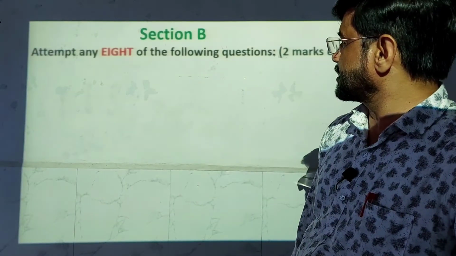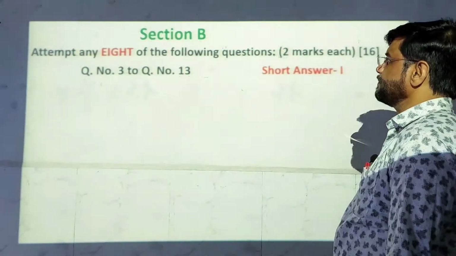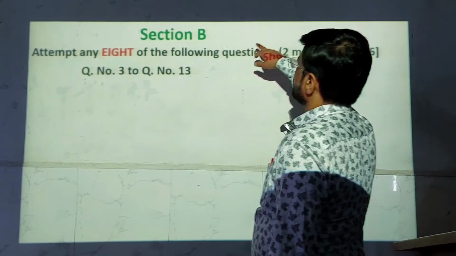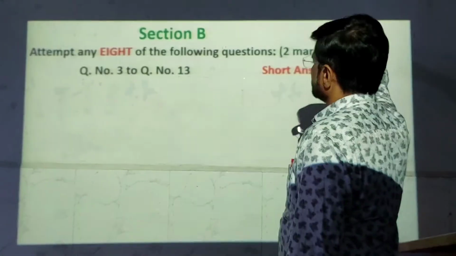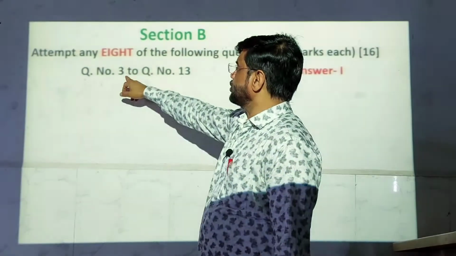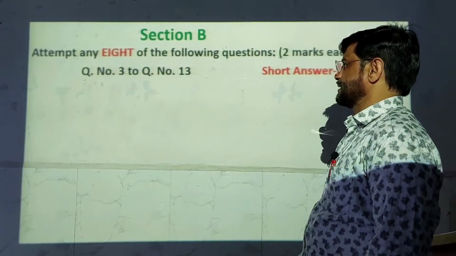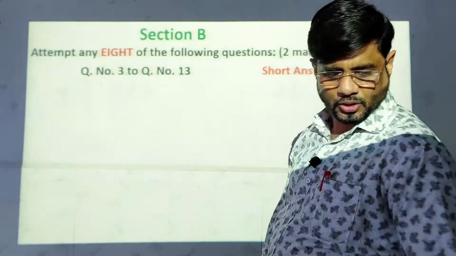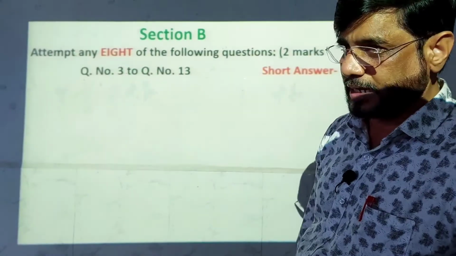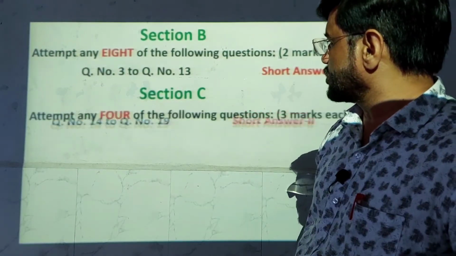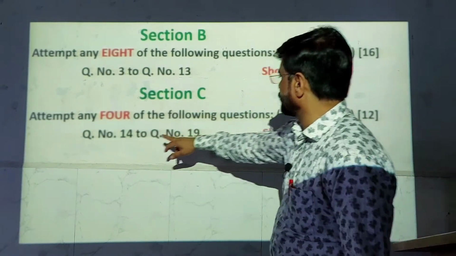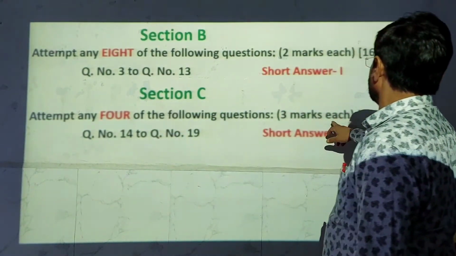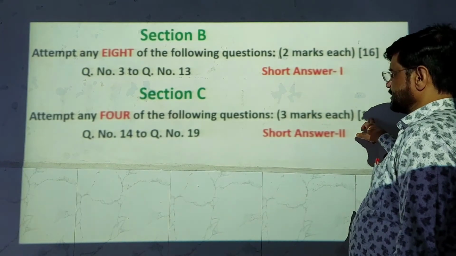And section B, attempt any 8 questions from the following, each having 2 marks, 16. That is from 3 to 13. 11 questions are there. Okay, you have to attempt any 8. Now section C is also similar. You have to attempt any 4 out of questions 14 to 19. Means 12 marks.